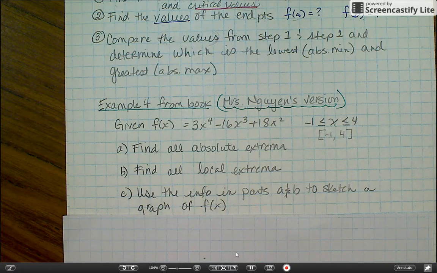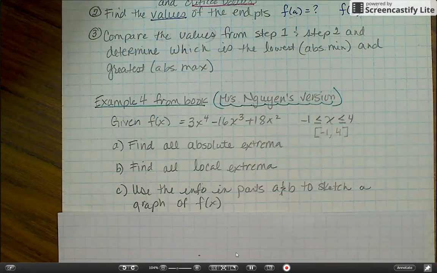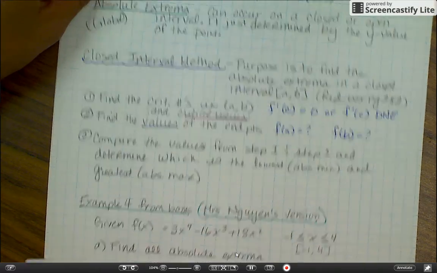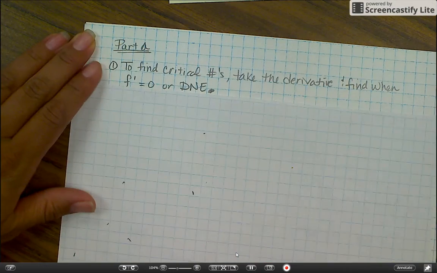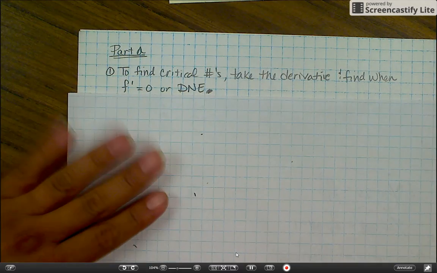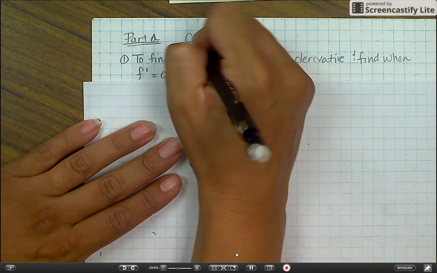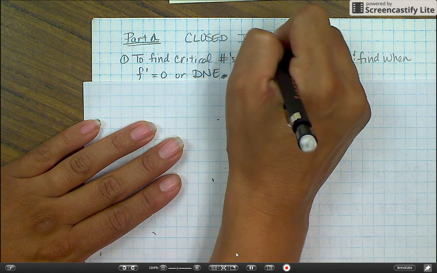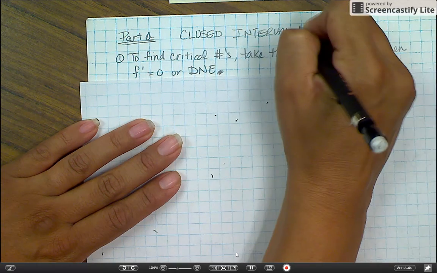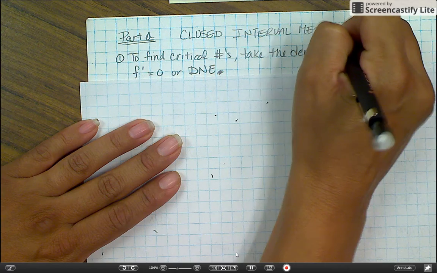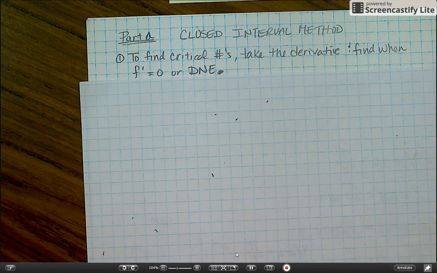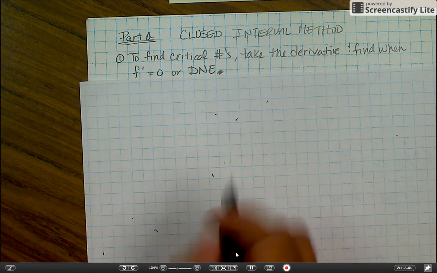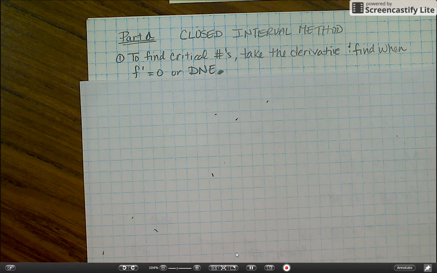Okay, so this is what we are going to do. Part A is to find the absolute extrema. So for part A, you are going to use the closed interval method. So what is the first step? You need to find the critical numbers. So take the derivative, set it equal to 0 or does not exist.